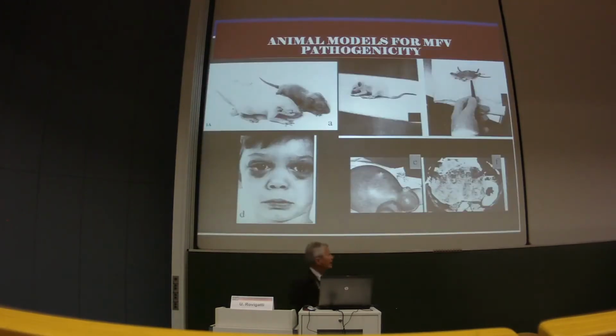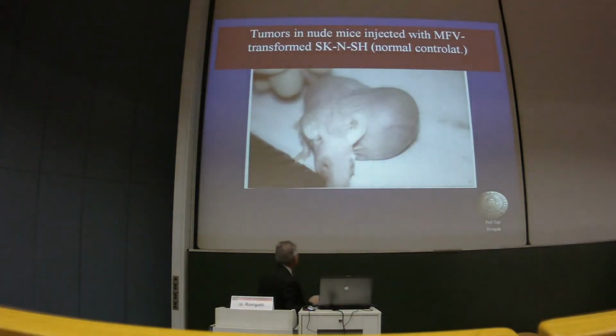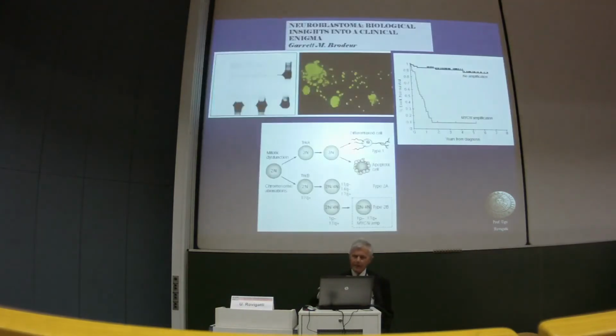But also in animal models, it is consistent in rats. We can show the presence of an aggressive disease characterized by abdominal tumors, and also in mice, we can show the outgrowth of large masses from the cells infected and transformed by MFV, SK, and SH. In the contralateral flank, control cells were injected.